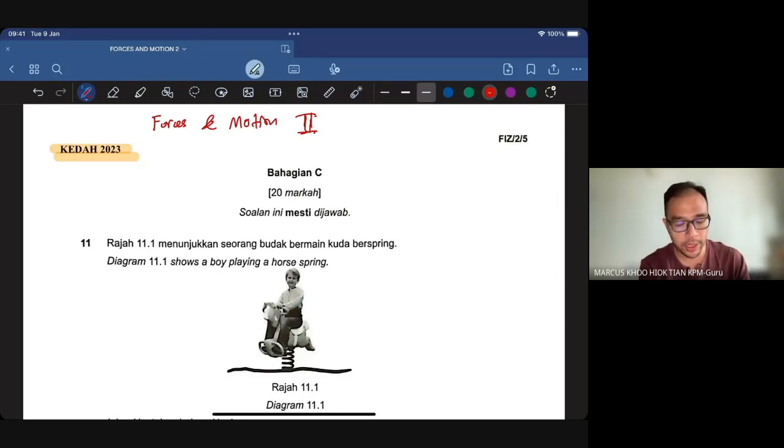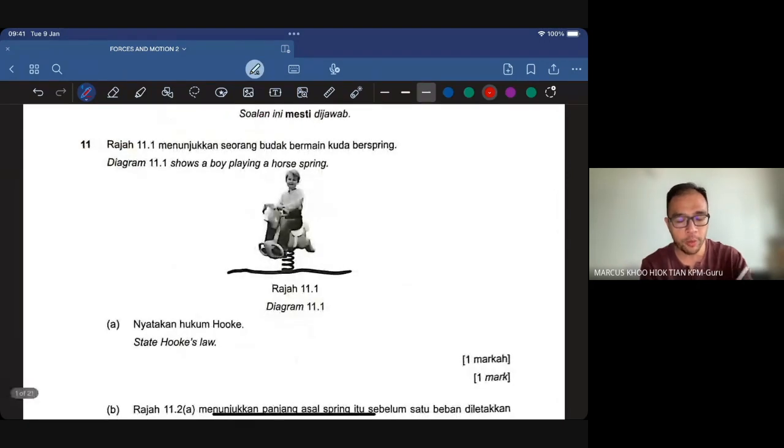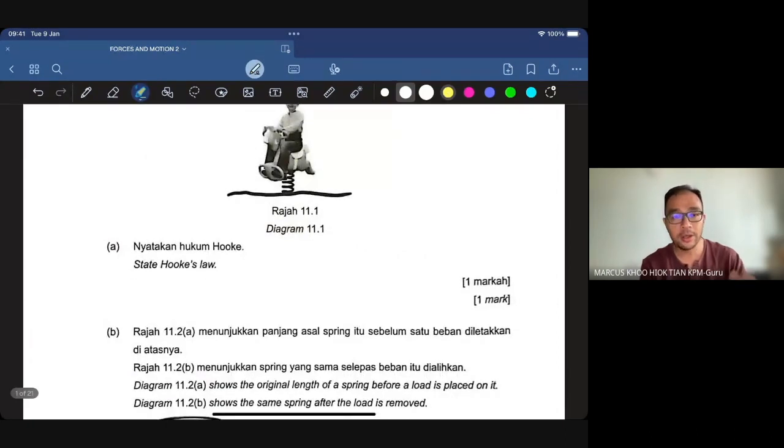Okay, let's begin with Kedah 2023. Diagram 11.1 shows a boy playing on a horse spring. When you see spring, then you kind of know that we are headed towards Hooke's Law. Number one is Hooke's Law. The other definition that you should also think about is elasticity. These are the two most commonly asked definitions. We will cover elasticity in a while, but let's go to Hooke's Law first.